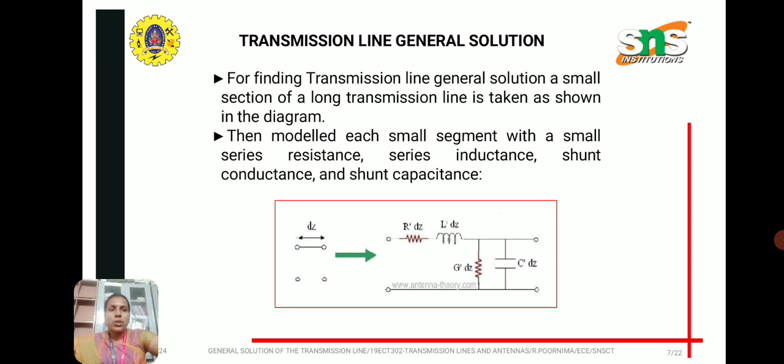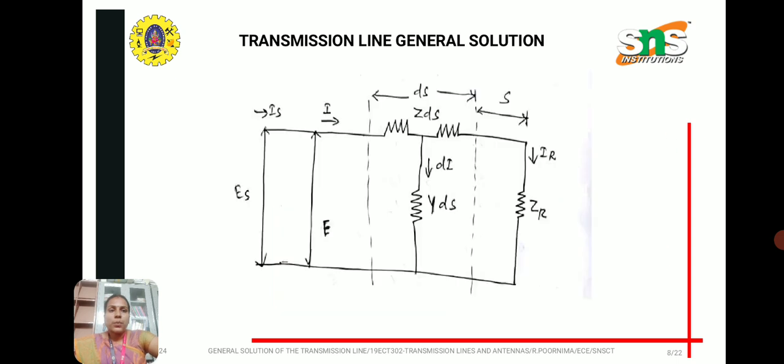For finding the transmission line solution, a small section of a long transmission line is taken, as shown in the diagram. Each small segment is modeled with a small series resistance, series inductance, shunt conductance and shunt capacitance. These are the segments of a transmission line. For solving, we take the series impedance Z ds and admittance Y ds, where S is the distance between the receiving end and the measuring point. So this circuit is solved.